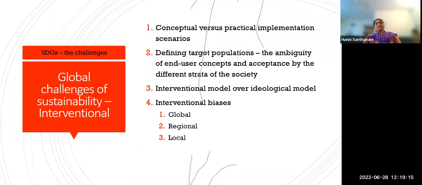So here again, as I told you, the interventional model over the ideological model will always create a problem, as in how conceptual versus practical implementation scenarios are reflected from adopting each of these models. Further, even within local, regional, and global scales, there are biases.